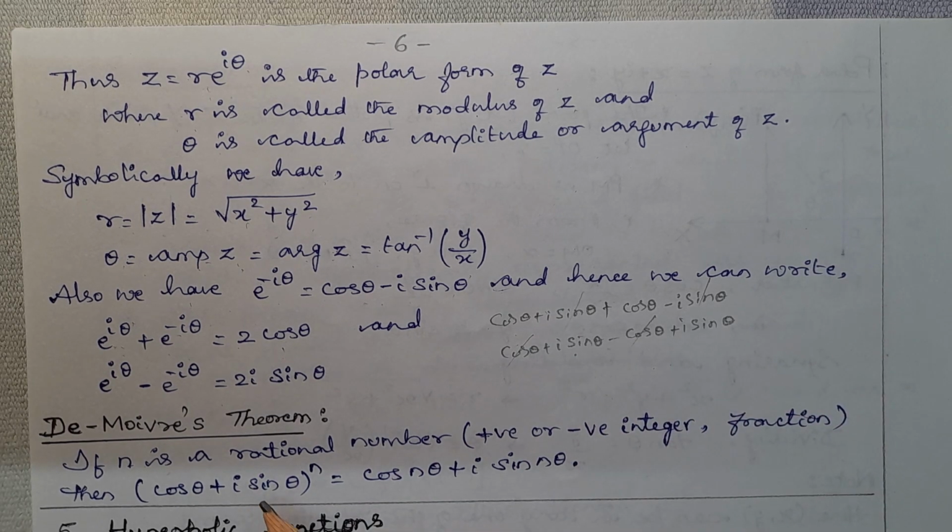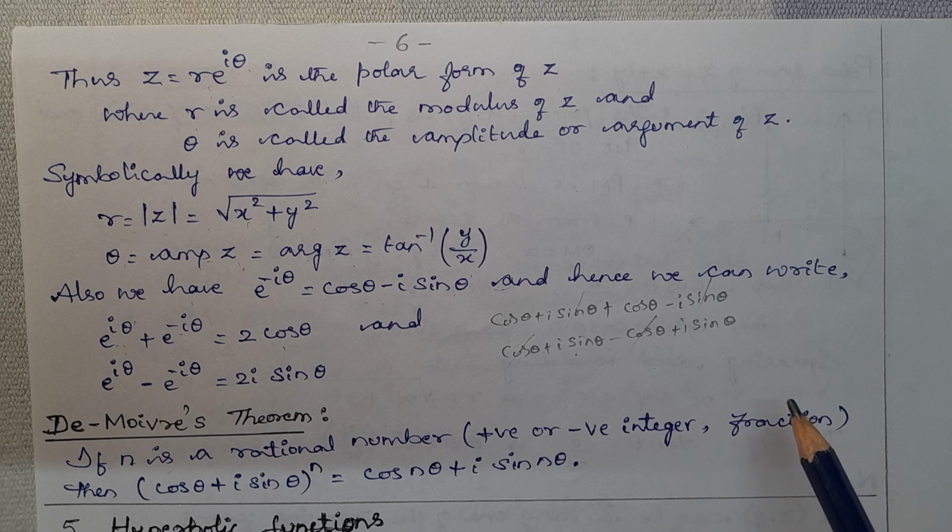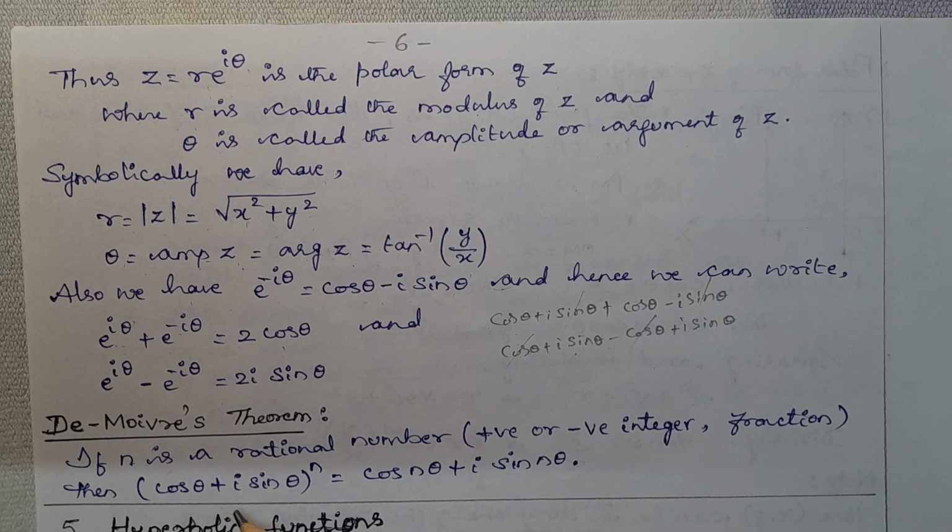De Moivre's theorem. If n is a rational number, positive or negative integer, or fraction, then (cos theta plus i sin theta) to the power of n equal to cos n theta plus i sin n theta.